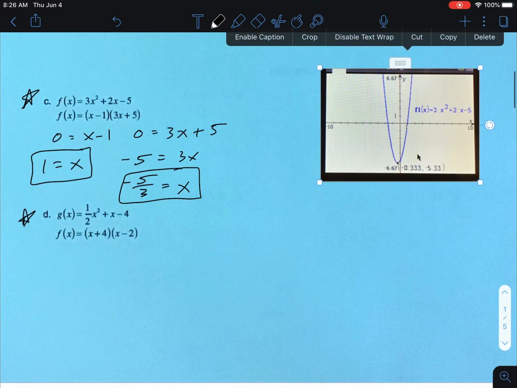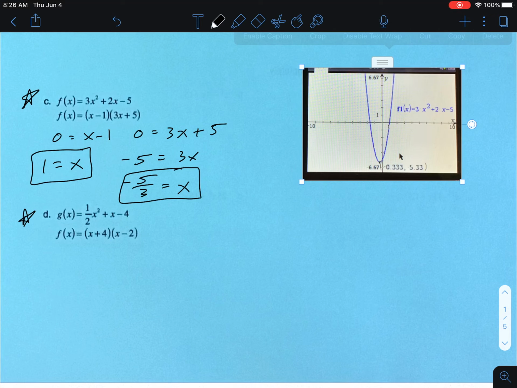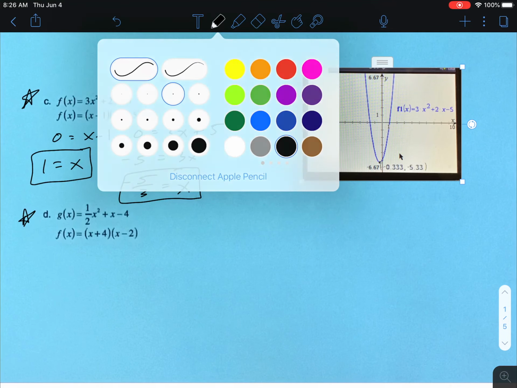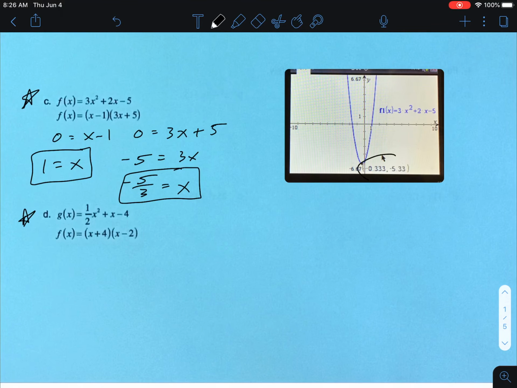All right, because you have right there, if it'll let me write on it, right there is your only turning point, and that is a local min. In this case, it is the minimum overall as well because you're talking about a parabola, but we'll use the language in this problem, so that's a local minimum.